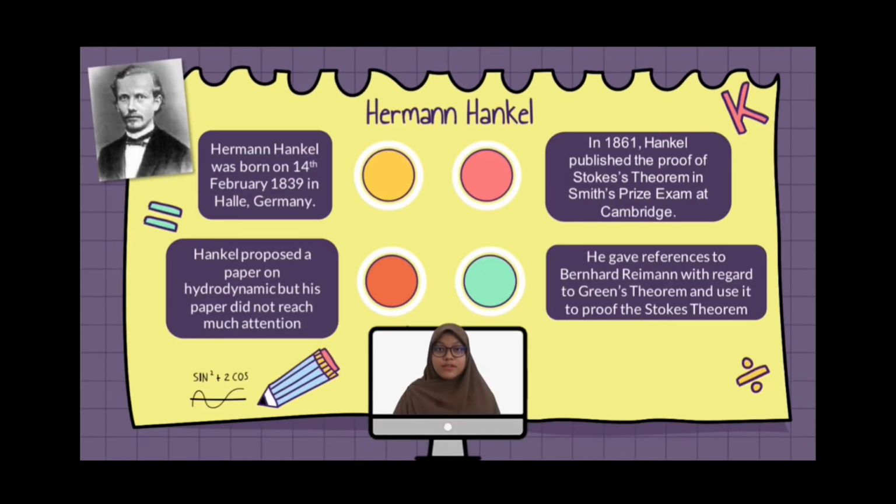Lastly is George Gabriel Stokes' student, Hermann Hankel. He was born on 14th February 1839 in Halle, Germany. He was a German mathematician who worked on the theory of function, the theory of complex numbers, and the history of mathematics. Hankel was the first to publish the proof of Stokes' theorem, in the Smith's Prize exam at Cambridge in 1861. Unfortunately, he didn't make any further contributions to mathematics, as he died at the age of 34.